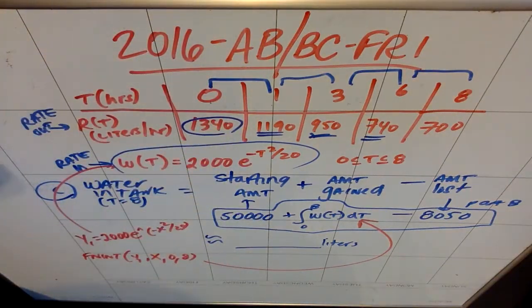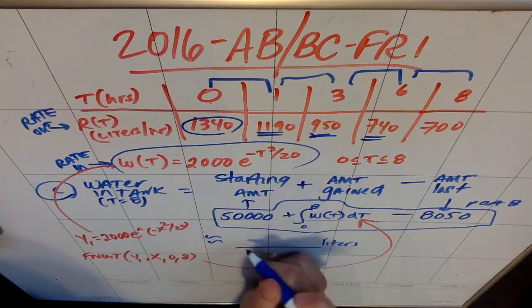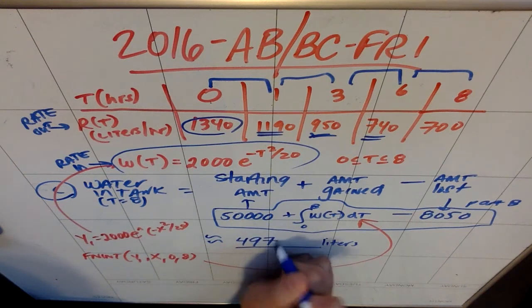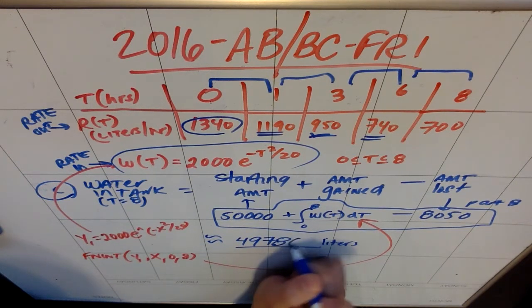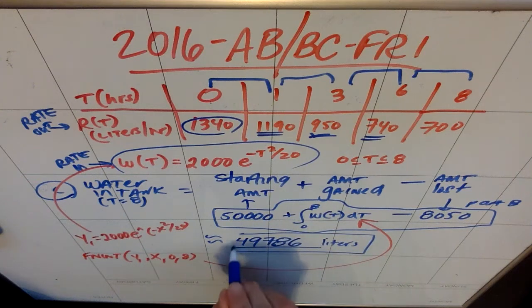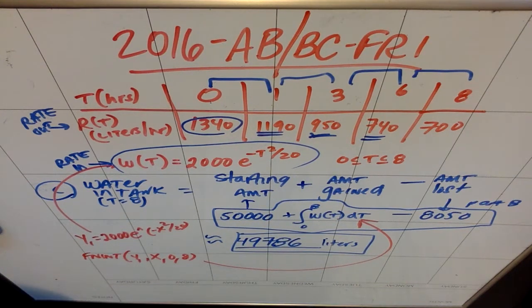49,786 point stuff. Now, they say in the problem to the nearest liter, so I'm not rounding to 3 places. I normally would, right? So I end up getting that this is 49,786 liters because they said to the nearest liter. They don't want the 3 decimal places.